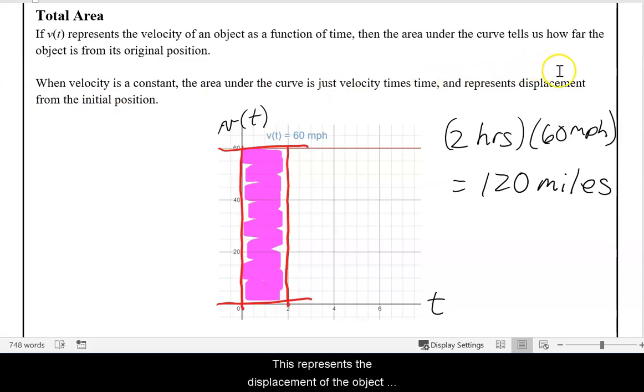This represents the displacement of the object from its initial position. If we're looking at that, then what it means is that over a 2-hour period at a constant velocity of 60 miles per hour, the area under the function represents how far the object has gone from its original starting place. In this case, the displacement is 120 miles.